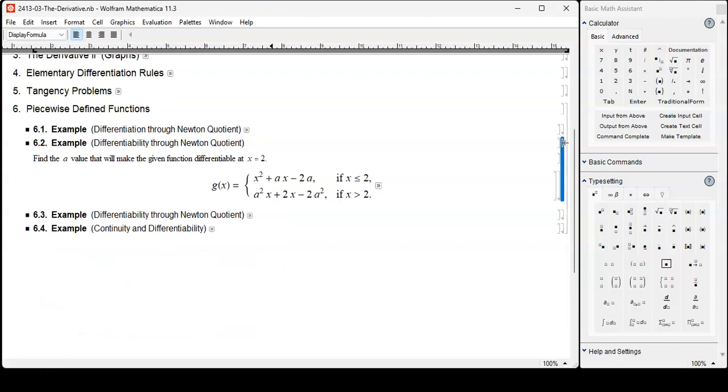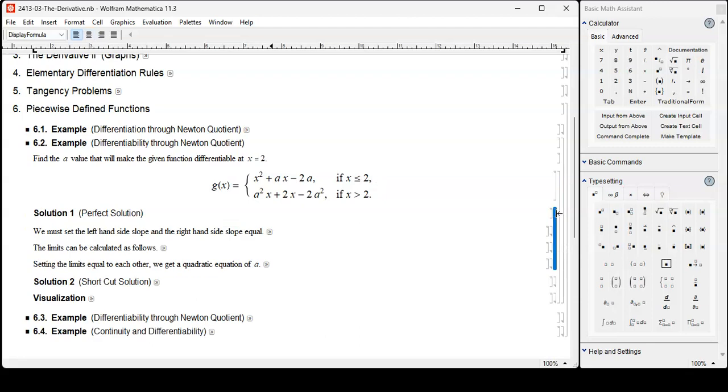Here's another example, but this time, let's find a value so that this function is differentiable. So how am I going to do that? Let's take the Newton quotient for the first line and the Newton quotient for the second line. Set them equal, then I'm going to get an equation with respect to a. Solve it. There you go. We're going to get the answer.